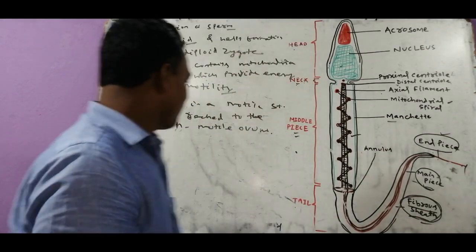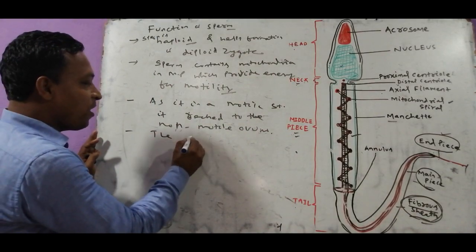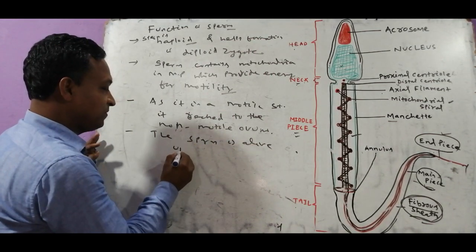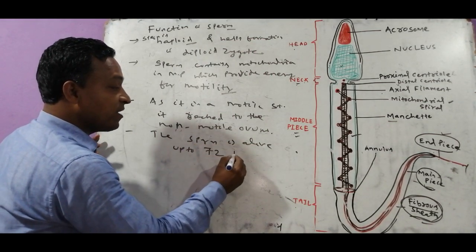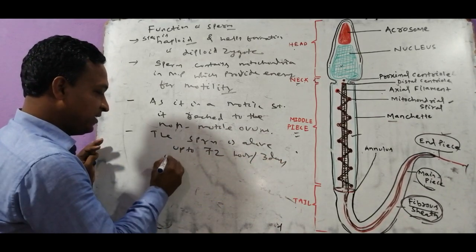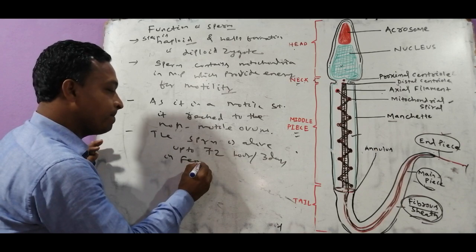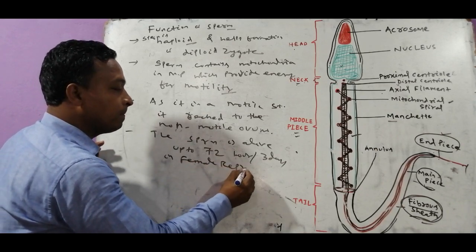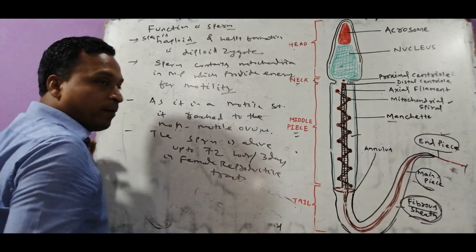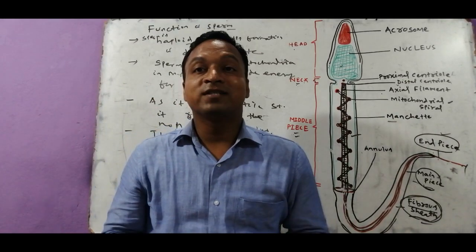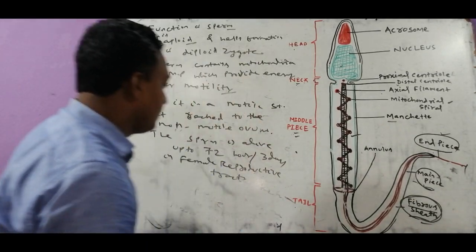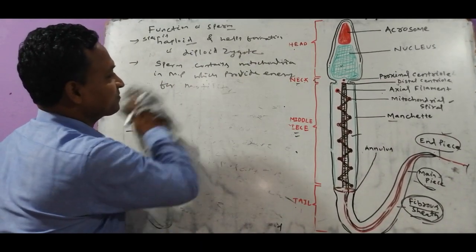Next, the sperm is alive for up to 72 hours, that is 3 days, in the female reproductive tract. Try to guess, my dear, some additional points.